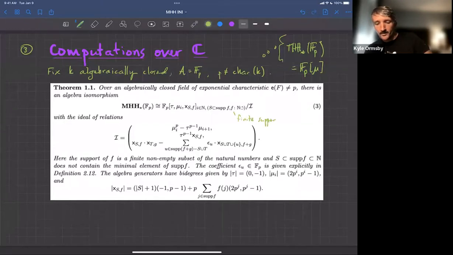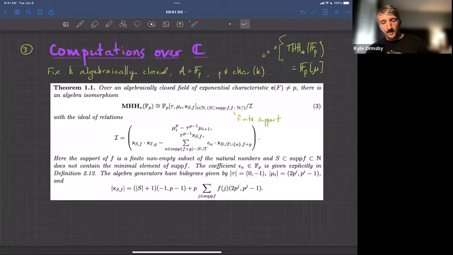So almost everywhere it's equal to 0. And then we'll take some subset of the support. And we're going to have a generator for each pair S comma F of that form. So an awful lot of them. And then there are relations, which are written down here.